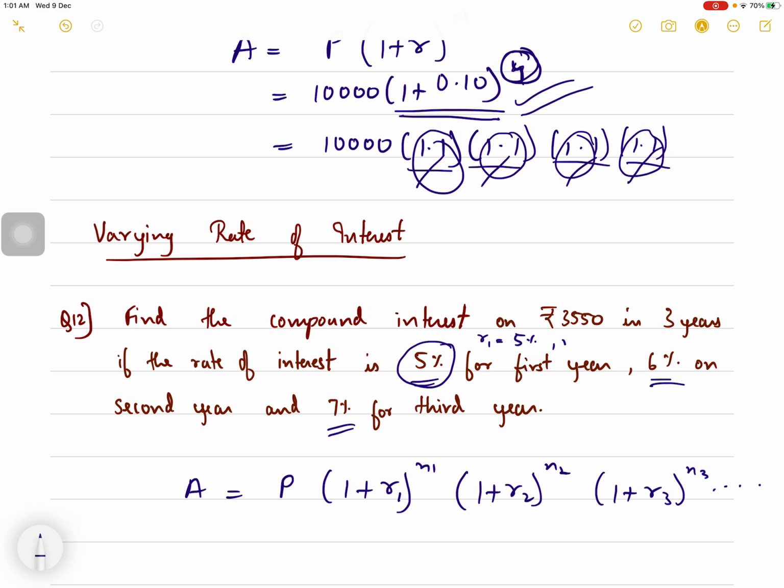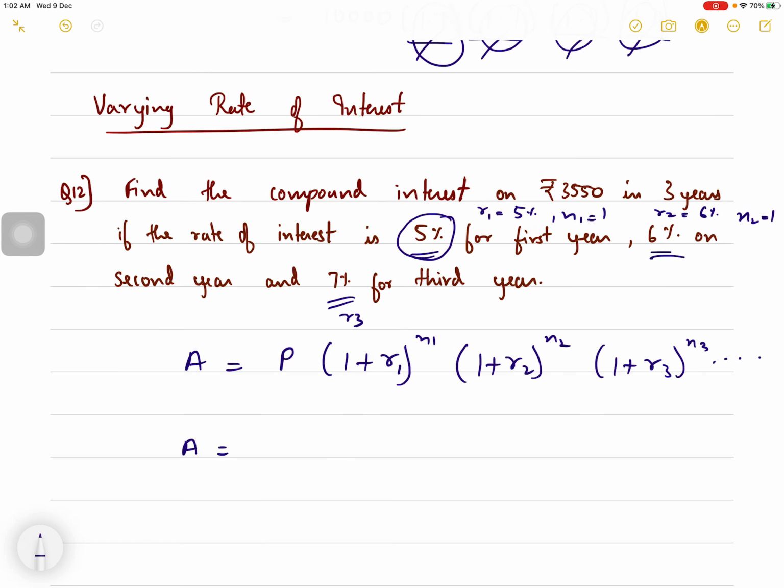Now in this case, for the first year, that means only for 1 year, interest is 5%. So that means R1 is 5%, N1 is 1. Why is it 1? Because 5% is only for 1 year. Second year it is 6%, so R2 is 6% and N2 is also 1, because for the second year it is charged only once. And third year it is 7%. So 7%, this is your R3.